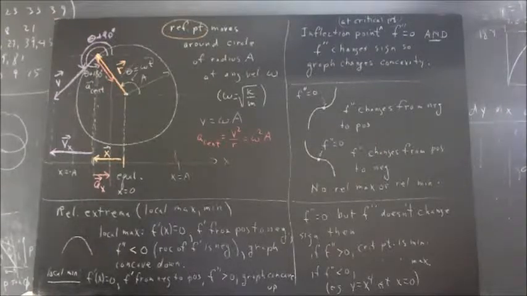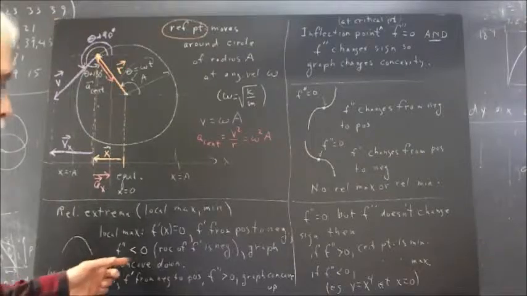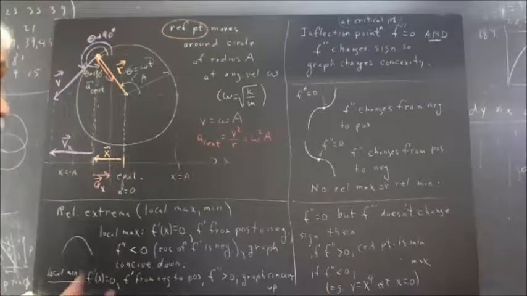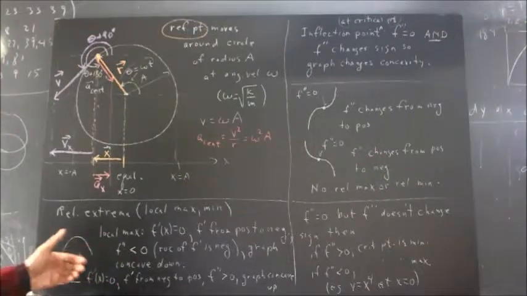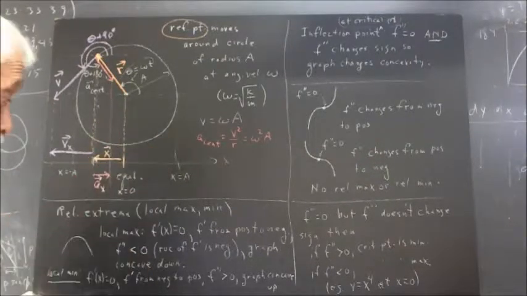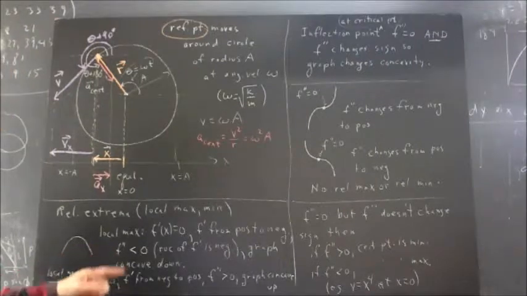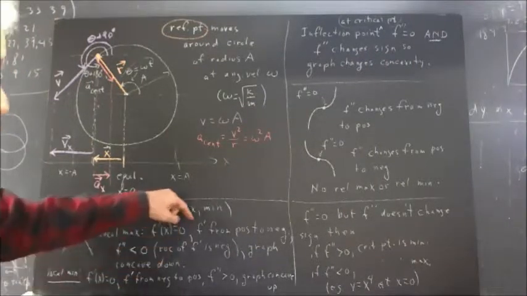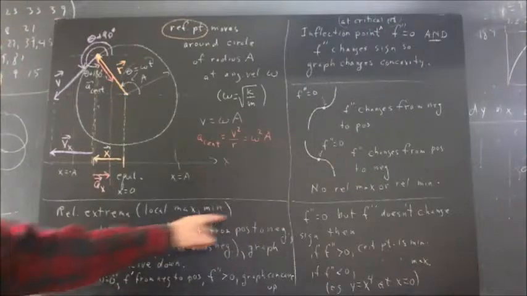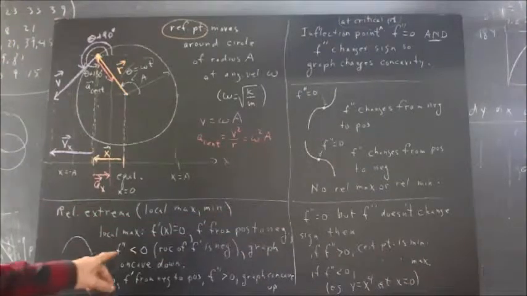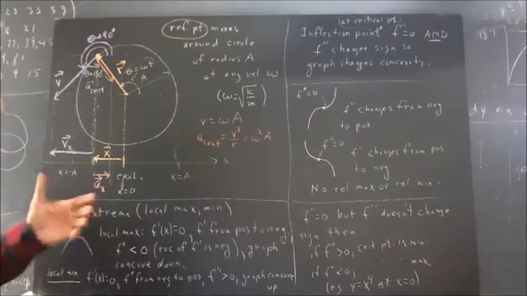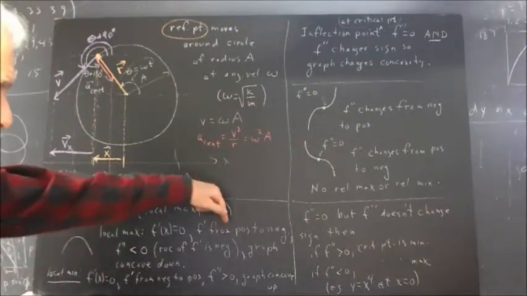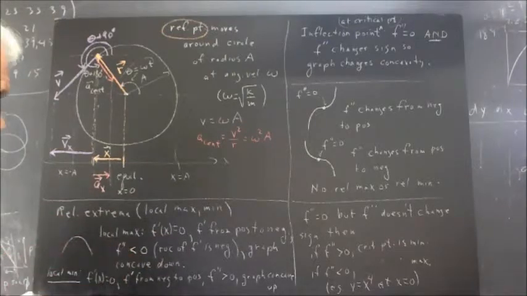Now, let's be clear. It's possible that f double prime would be equal to 0, in which case you wouldn't be able to tell whether we had a maximum or a minimum, or, as we'll talk about, an inflection point. And if f double prime is 0, you are stuck with the first derivative test. If f double prime is less than 0 or greater than 0, you have a good test without having to use the first derivative test. You have an easy test for maximum or minimum from the concavity.